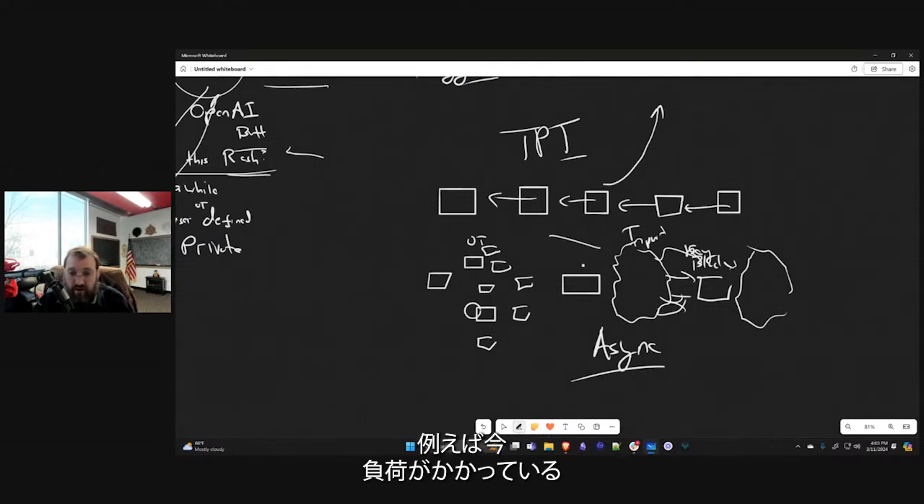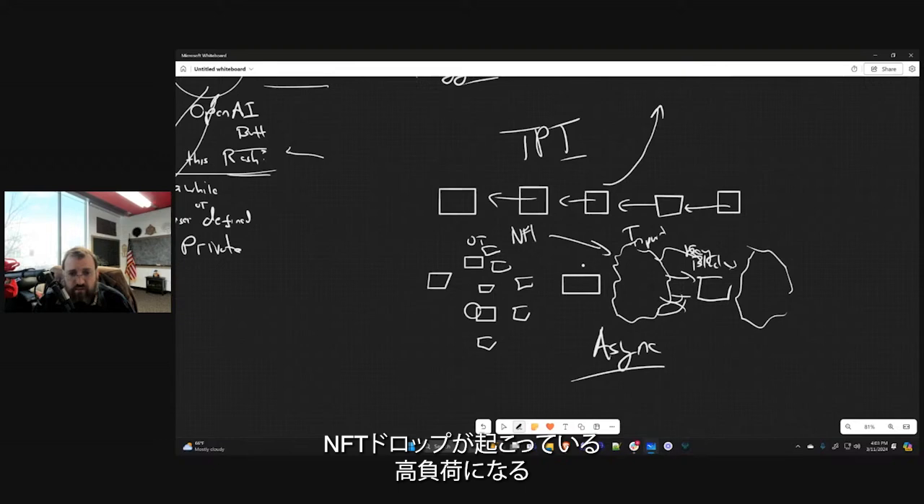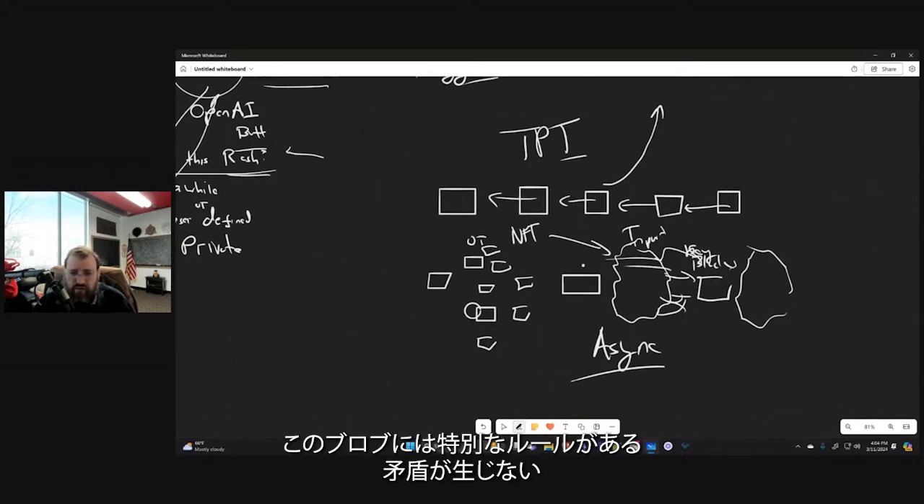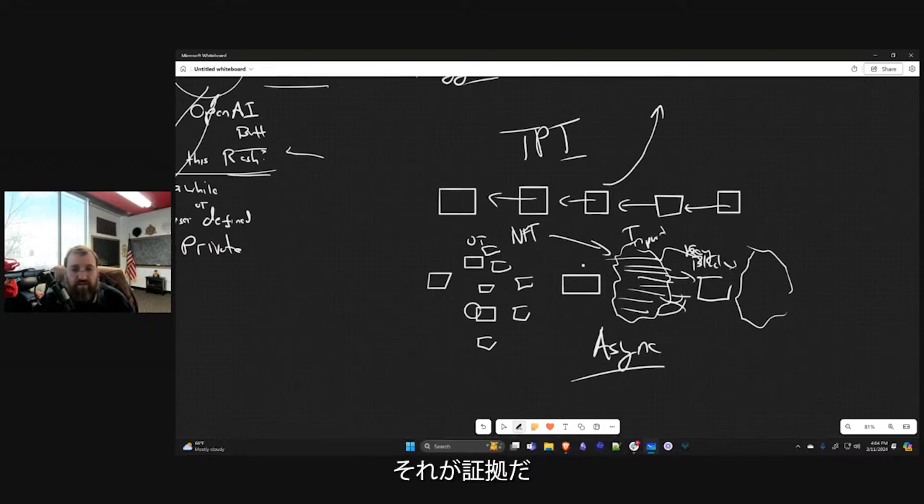So for example, right now we're under load because I think there's an NFT drop going on, and typically that creates a high degree of load. So it just happens. Things are occurring. It's not really a problem. At some point, it stitches itself back together. And there are special rules within this blob to do this in a way where you can't contradict. And that's the proof in the pudding.